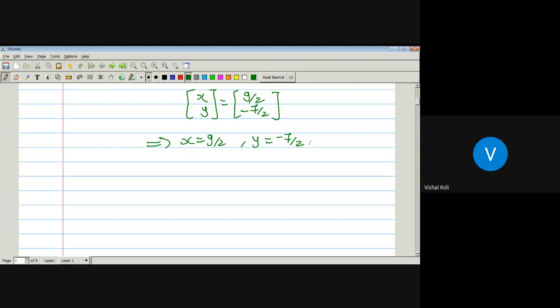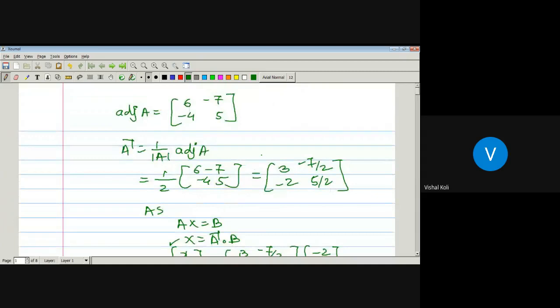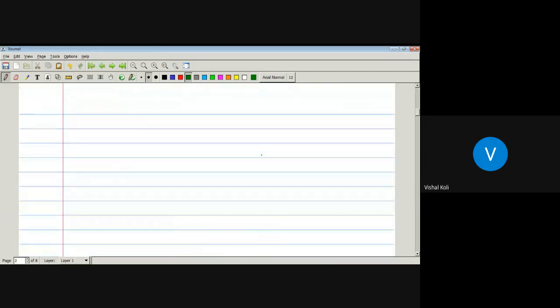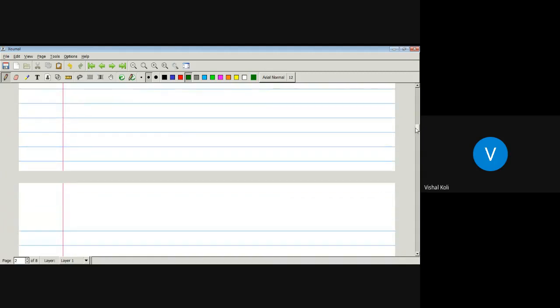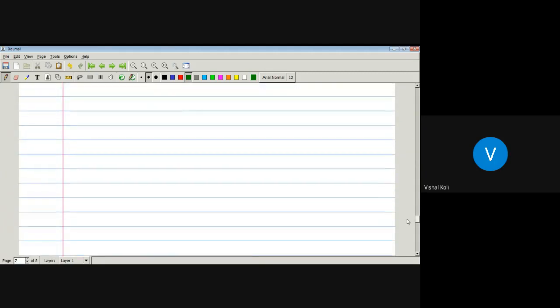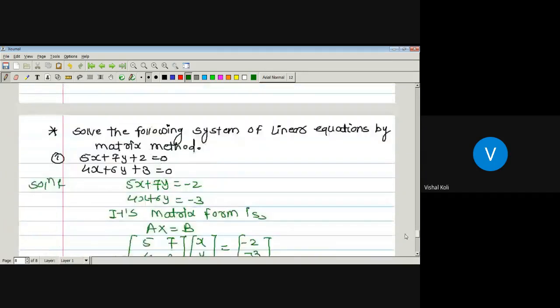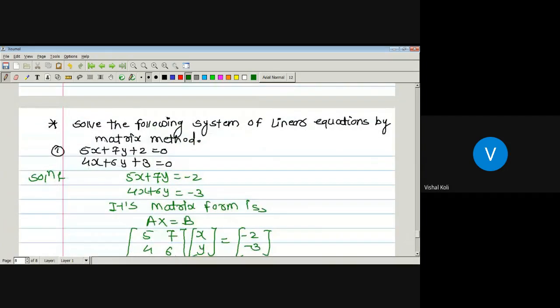So these are our corresponding values of x and y, which is the required solution of the given system of linear equations. Now let us cross verify whether these values satisfy our given system of linear equations. Here we just have to go to our system of linear equations, which are 5x plus 7y equal to minus 2 and 4x plus 6y equal to minus 3. Let us check.